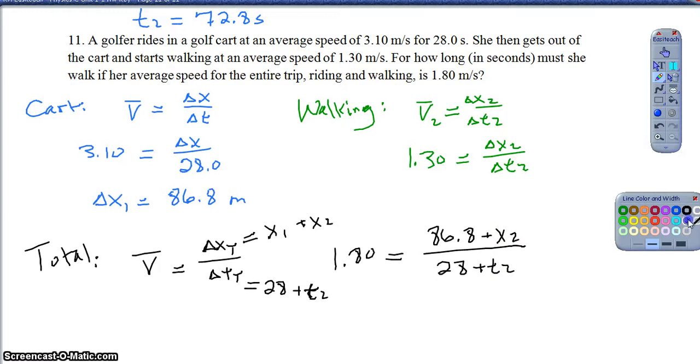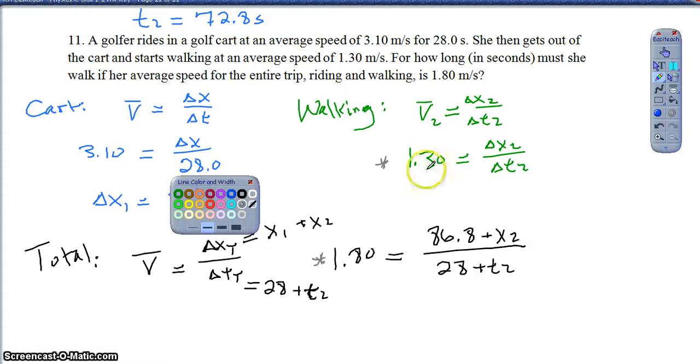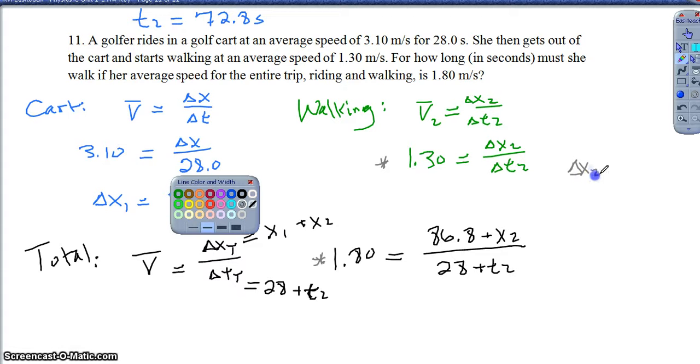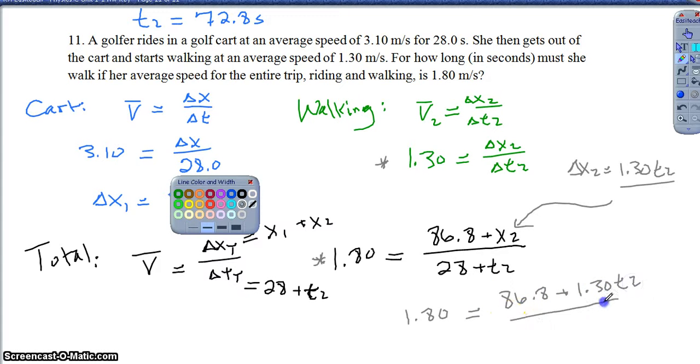So at this point, hopefully most of us are comfortable with this fact, right? But at this point here, I have two equations in the same two variables, so I can simply do a system of equations and see what I get. The easiest way to do that would be, because I'm looking for t2, let's go ahead and solve this equation for x2. So if I take this equation here and I just multiply both sides by t2, I would get 1.30 t2, and then I would simply substitute that into x2. So now I get 1.80 equals 86.8 plus 1.30 t2 all over 28 plus t2.